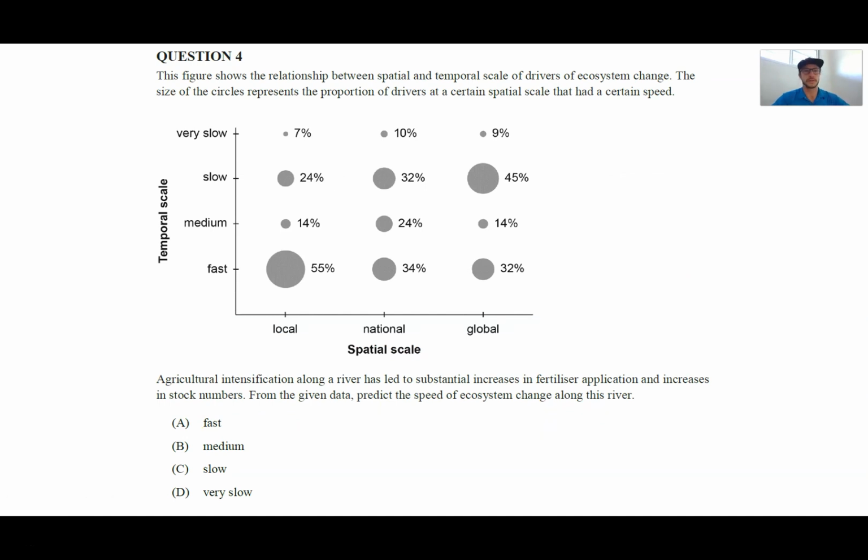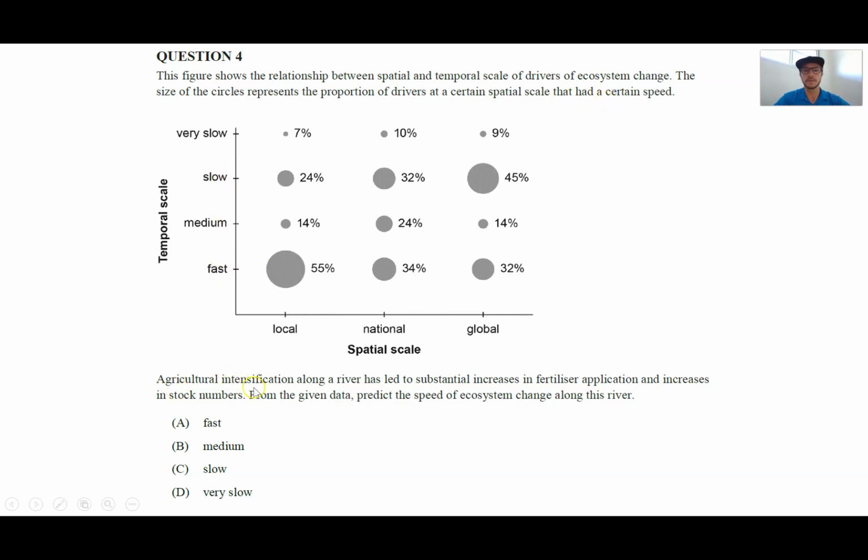One more question. So, multiple choice. The figure shows the relationship between spatial, so that means over space, and temporal, over time, drivers affecting ecosystem change. So it does not say what they are so much, but the size of the circles represent the proportion of drivers. So here's a very large one, here's a very small one. At a certain spatial, so whereabouts, global, national, or local, and temporal, fast, medium, slow, very slow.